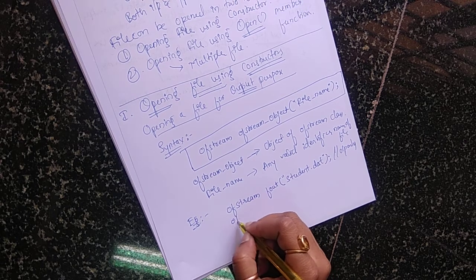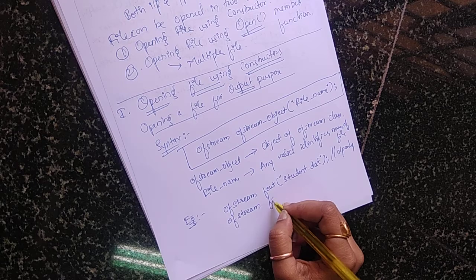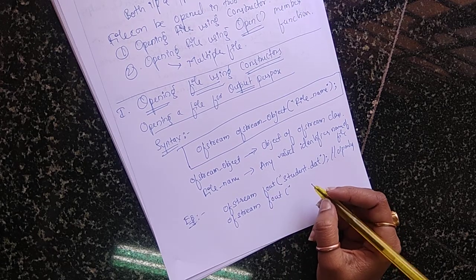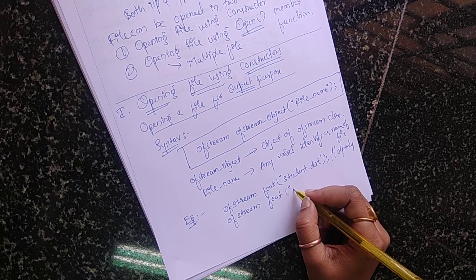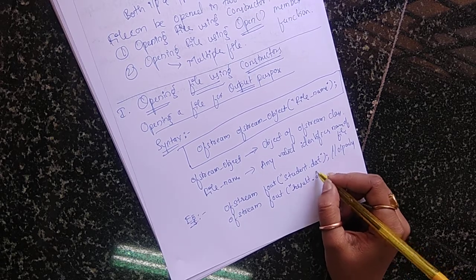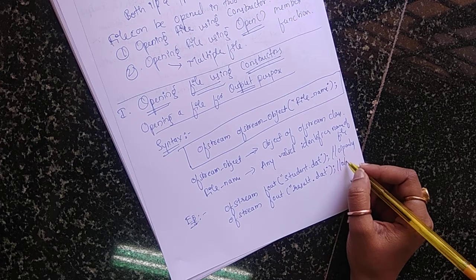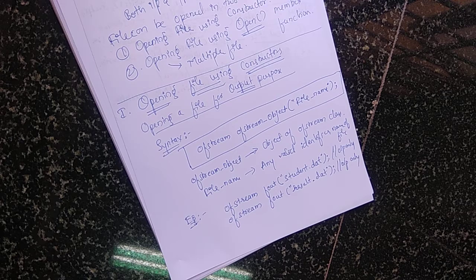Similarly, one more we can go ofstream fout. If you want to open one more file, you can open it. Result.dat. This file also open for only output purpose.